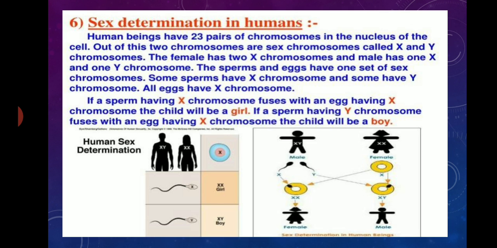Now let's discuss how the sex of the baby is determined. If a sperm carrying an X chromosome fertilizes an egg, the baby will be a girl. And if a sperm carrying a Y chromosome fertilizes an egg, the baby will be a boy. It is thus clear that the sex of the unborn baby depends on the sperm of the father and not the mother.